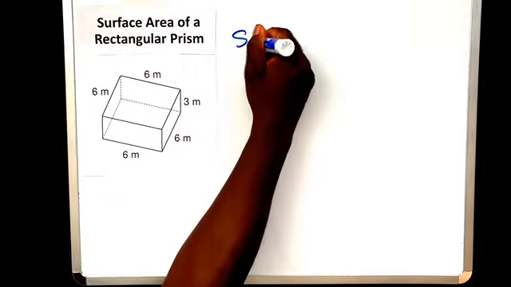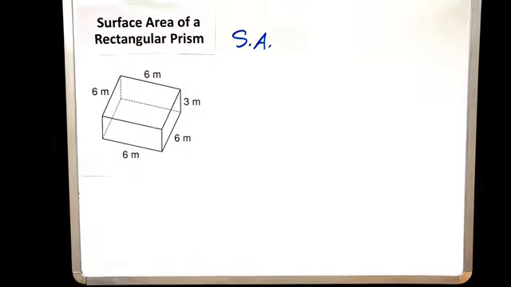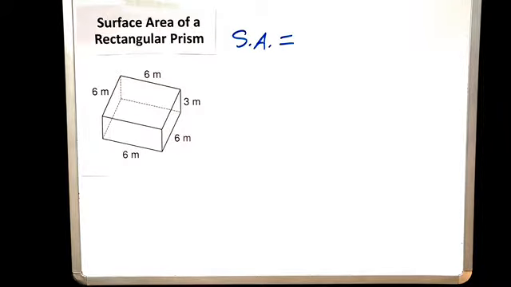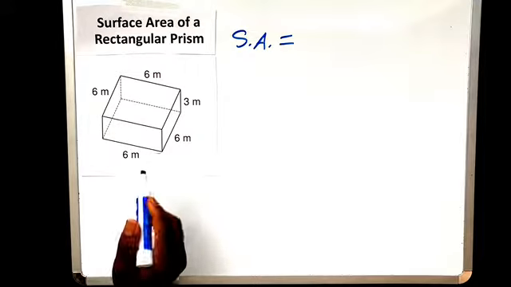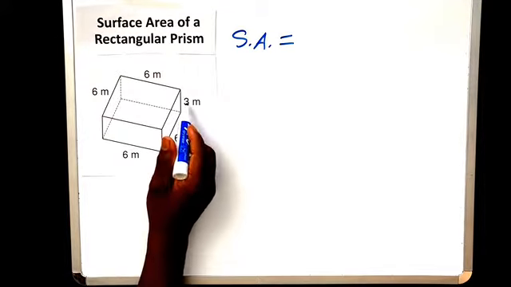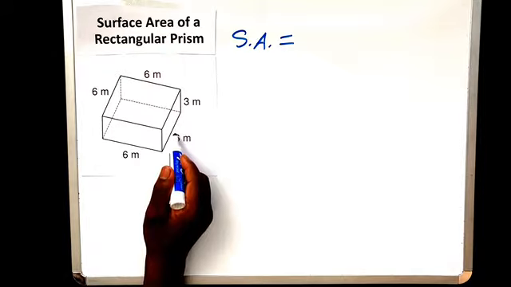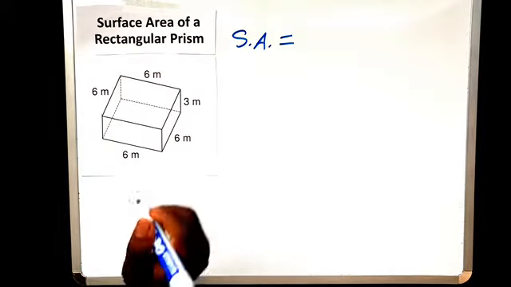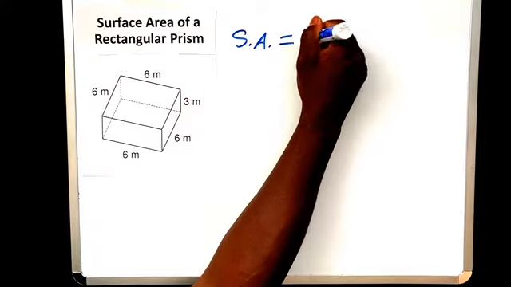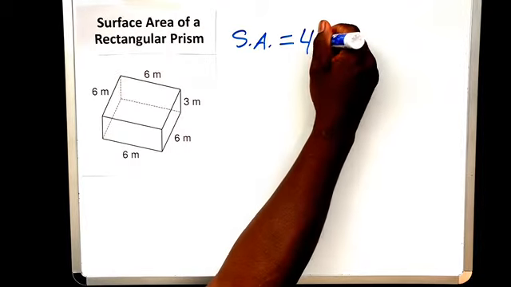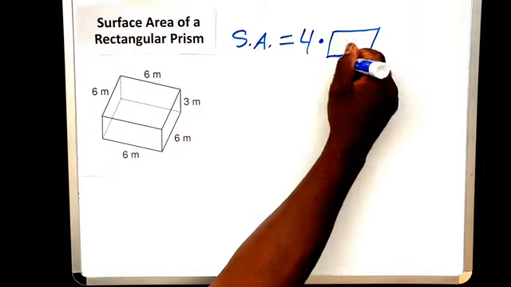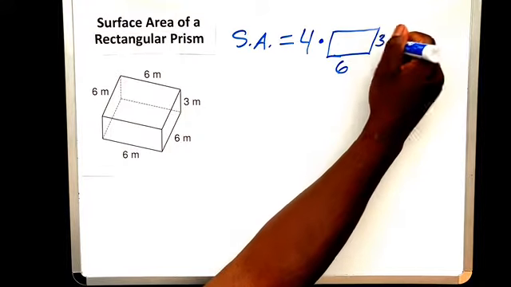We will say the surface area, right? I'm going to use a plan: it is equal to 4 rectangles. Okay, I'm talking about the 6x3 rectangle. So we have 1, 2, 3, and 4. They're all 6x3. So we're going to say 4 times the rectangles that are 6x3.